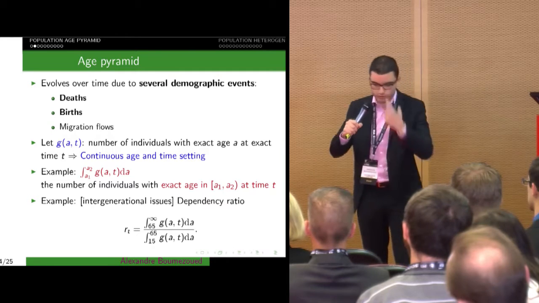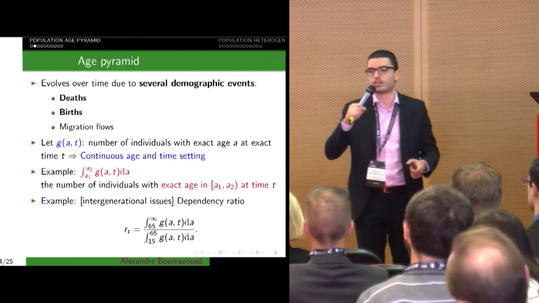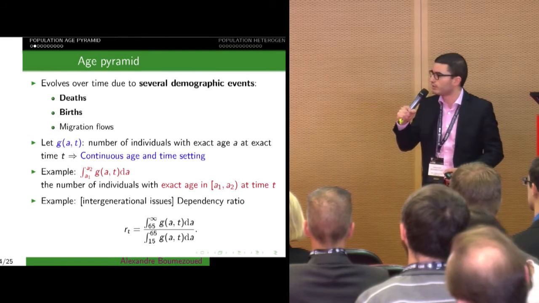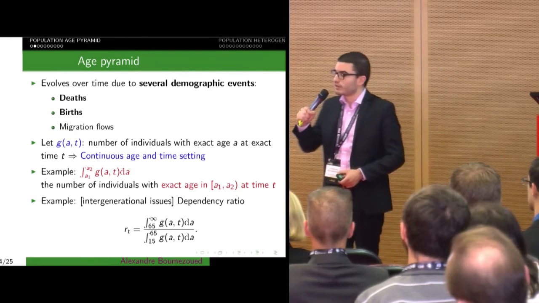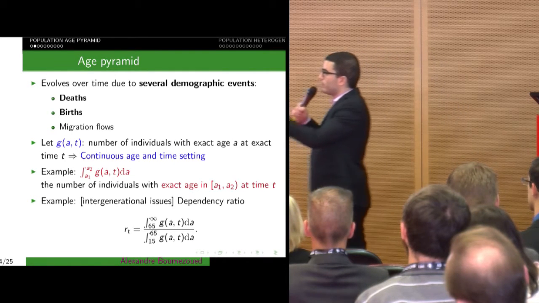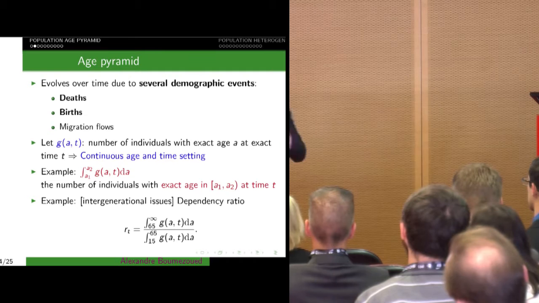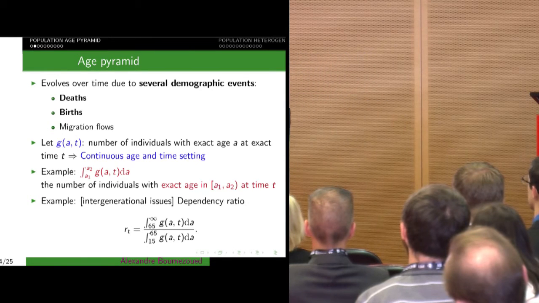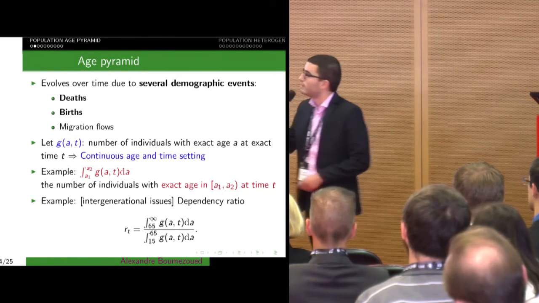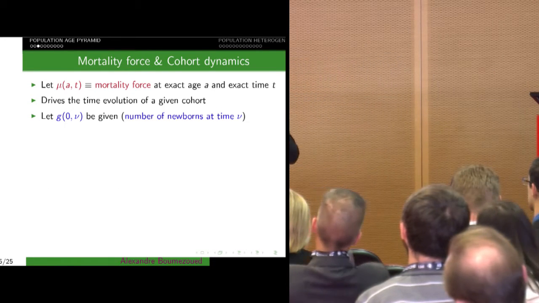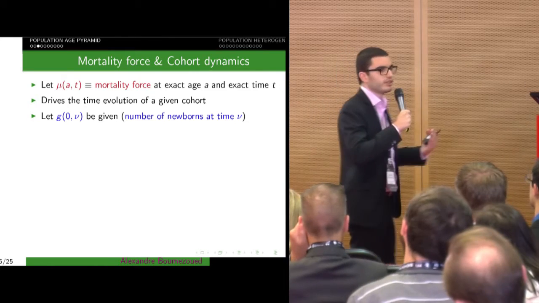Another example, if you are interested in intergenerational issues, I think Ragnar Norberg will talk about it later, you can compute what is called the dependency ratio, which is nothing but the number of old people divided by the number of active people, or with arbitrary ages, people above 65 divided by the number of people between 15 and 65. Okay. So if you have continuous age and continuous time, you have something called the mortality force.